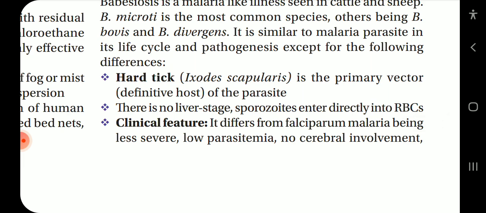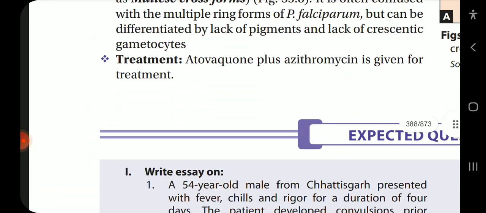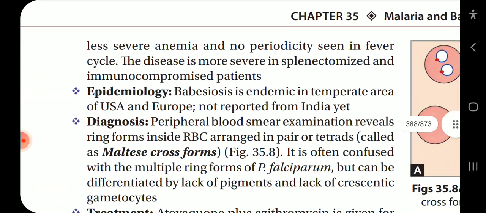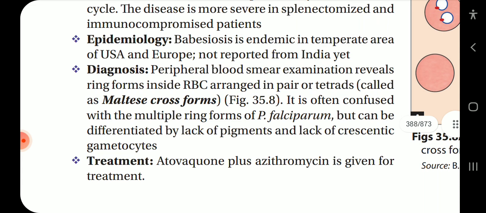Clinical features differ from falciparum malaria, being less severe, with low parasitemia and no cerebral involvement. There is less severe anemia and no periodicity seen in the fever cycle. The disease is more severe in splenectomized and immunocompromised patients. Epidemiology: babesiosis is endemic in temperate areas of the USA and Europe, and not reported from India yet.